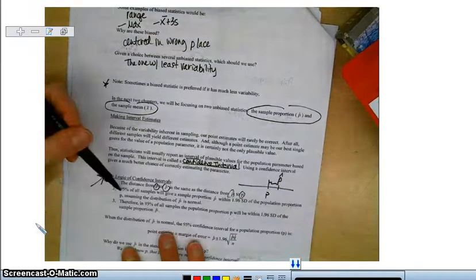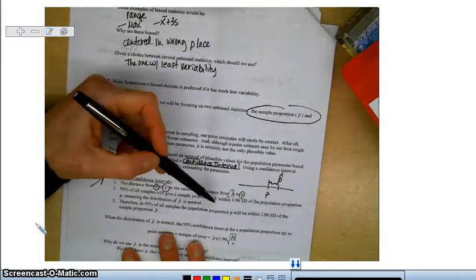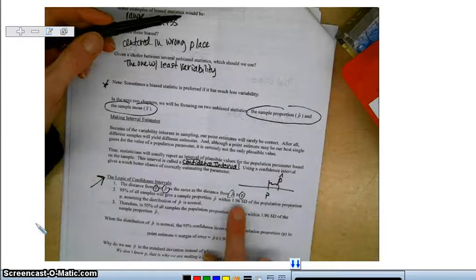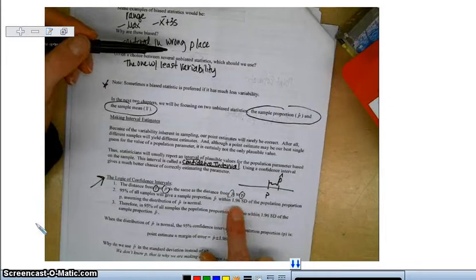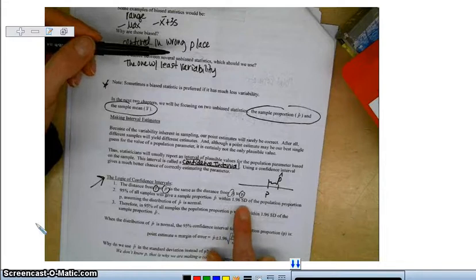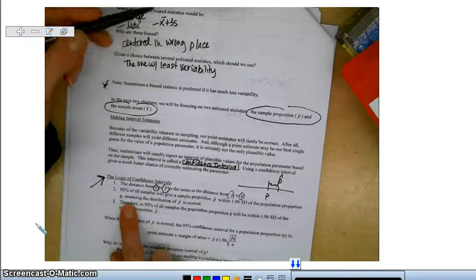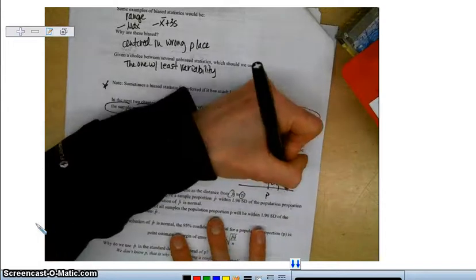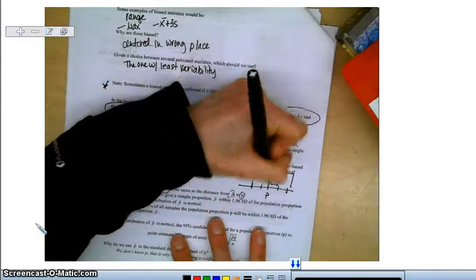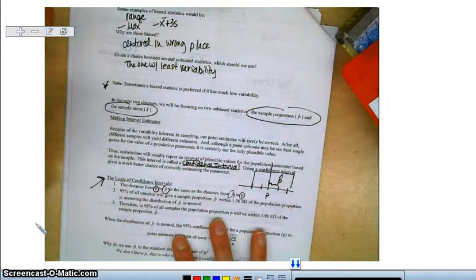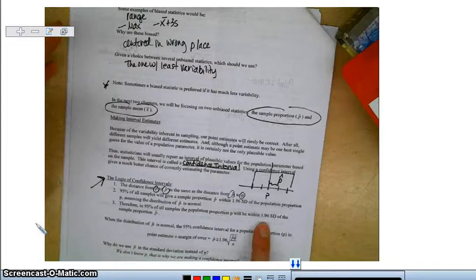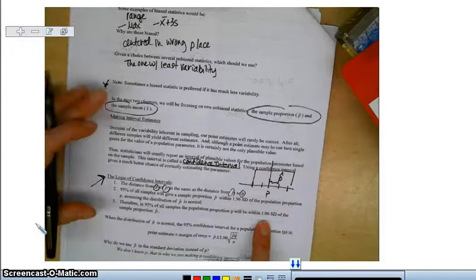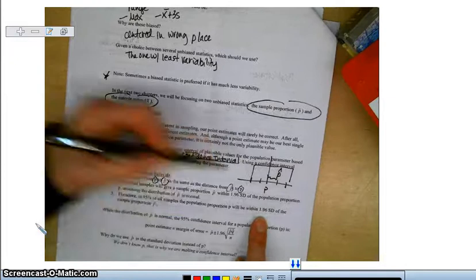So 95% of all samples will give a sample proportion within 1.96. Now, isn't 1.96 pretty close to 2? 1.96 standard deviations of the population proportion P. Now, this comes from the normal model. What percent of data is within 2 standard deviations of the true value? 95%. That's why it's called a 95%. Technically, it's only 1.96 standard deviations that's within 95%. We round it to 2.